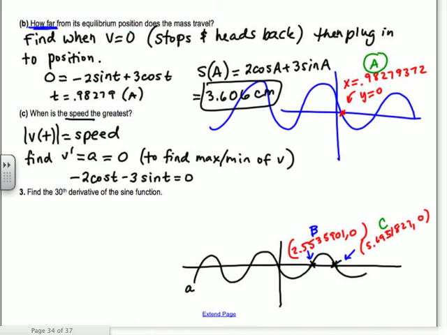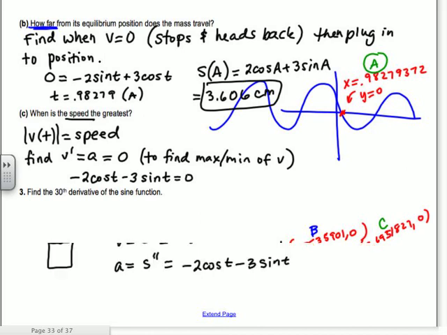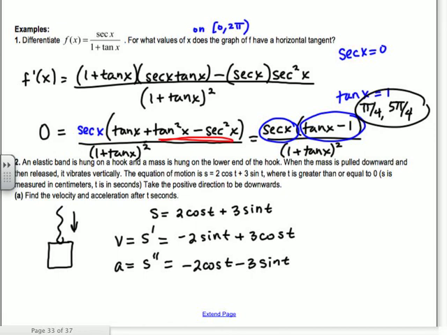All right, so we want to find what the velocity is at each of those locations, and we're not worried about whether it's positive or negative. We're just finding the absolute value of it and which one's the biggest one. That would be the greatest speed. So we're going to plug into our velocity equation. So velocity is -2 cosine t minus 3 sine of t.